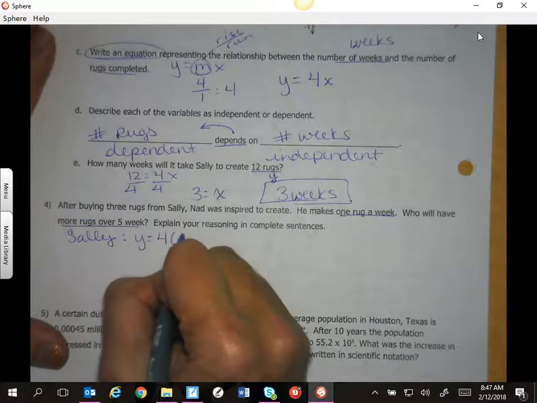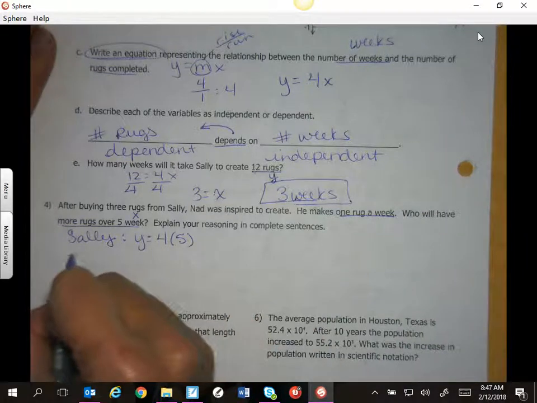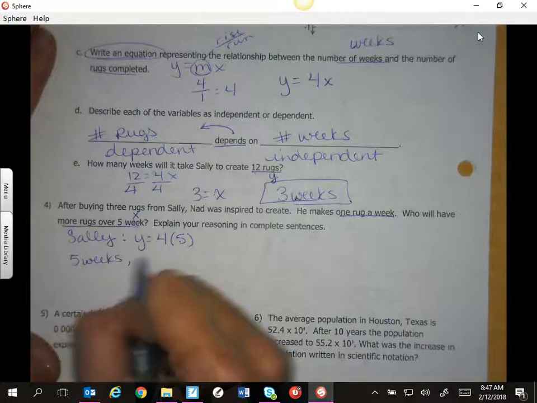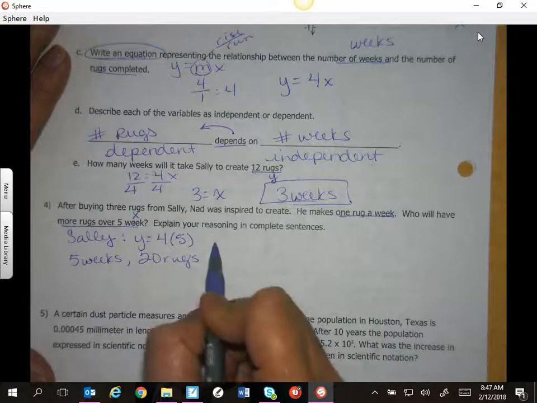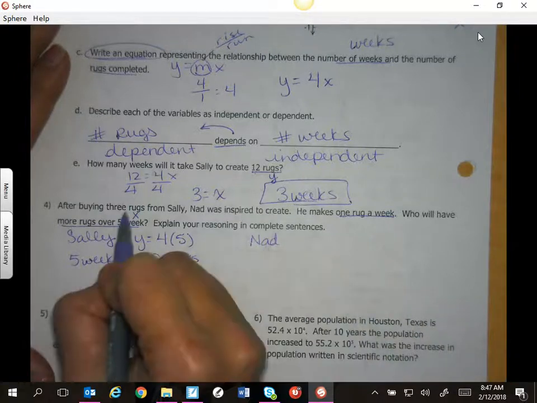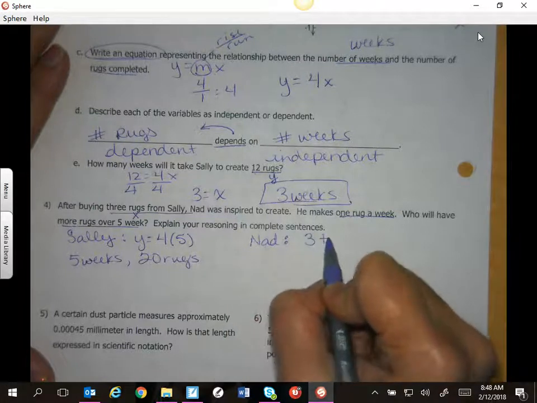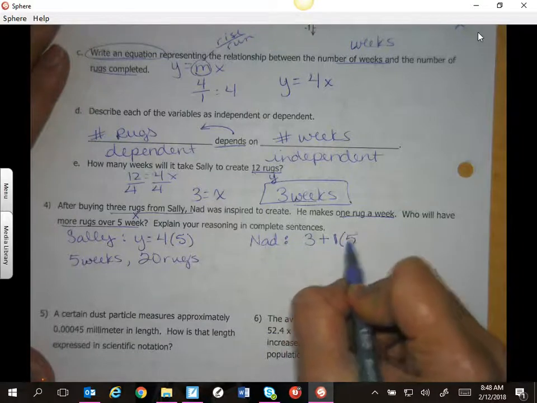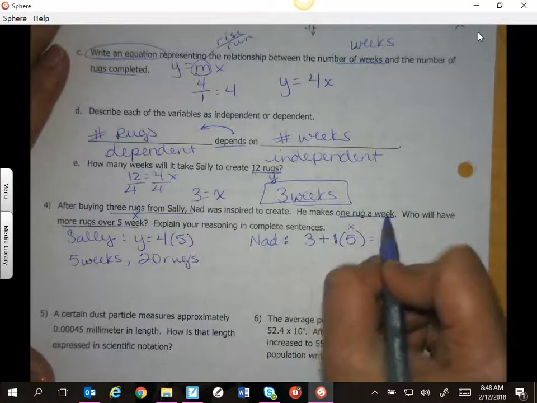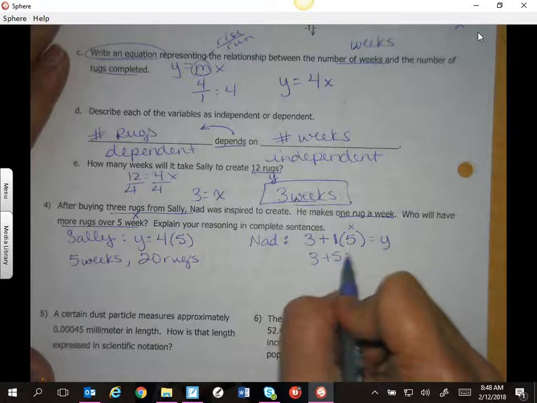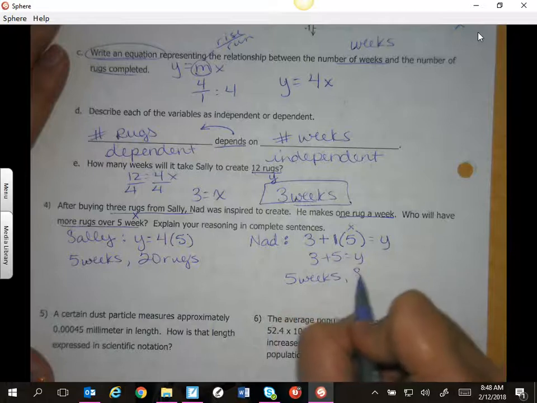And we have 5 weeks because weeks was our X. So in 5 weeks, Sally will have 20 rugs based on this equation. Nad, he's bought 3 rugs from Sally. So he has 3, and he's going to make 1 rug each week, and we have 5 weeks, right? So again, weeks is our X. So 3 plus 5. So in 5 weeks, Nad will only have 8 rugs.